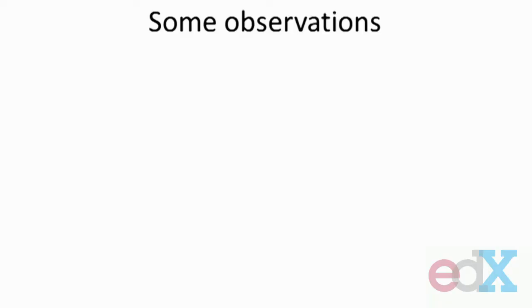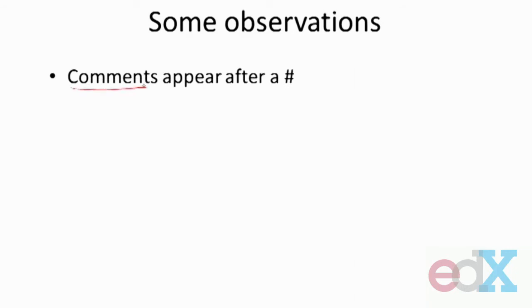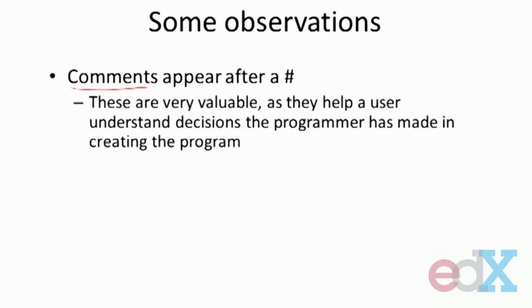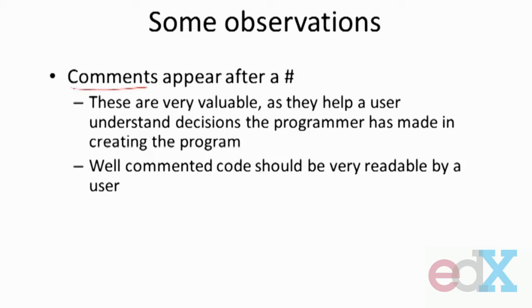All right, there are some observations. We've already made them, but let's just talk about them. You see comments appearing after the pound sign. And while my simple comment here was pretty boring, in general, I want comments because they tell me things about what I was thinking about as I wrote the code. They're going to help a user understand the decisions the programmer made. And in fact, a really good piece of code should be well commented and therefore should be very readable by a user to understand where things are.